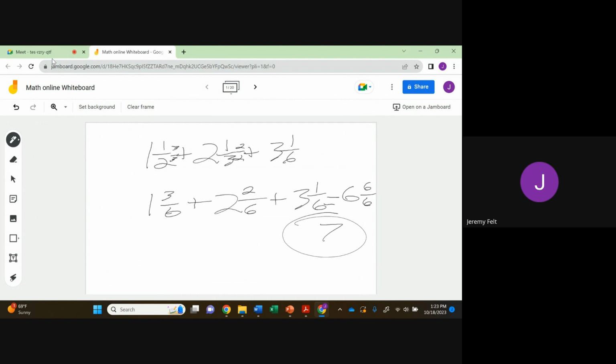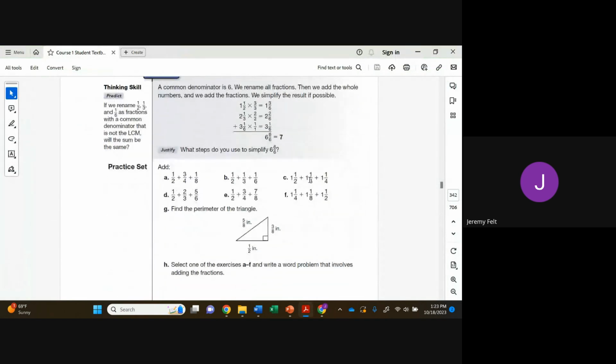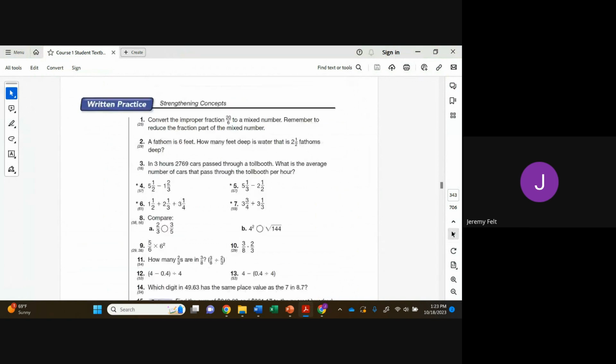So again, you may get to the end and not have to simplify or reduce at all, or you may have to, like in this example. We don't want to leave it as this. We want to simplify it to 7. Okay, practice that. We'll go over that in class.